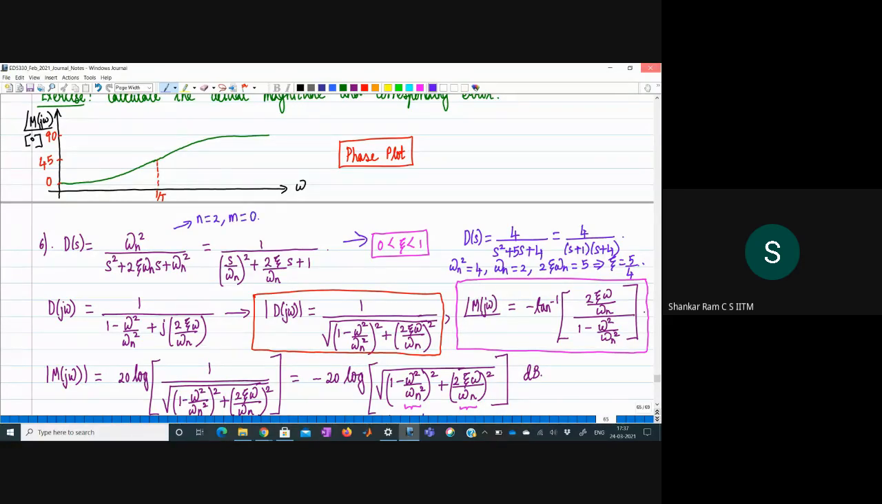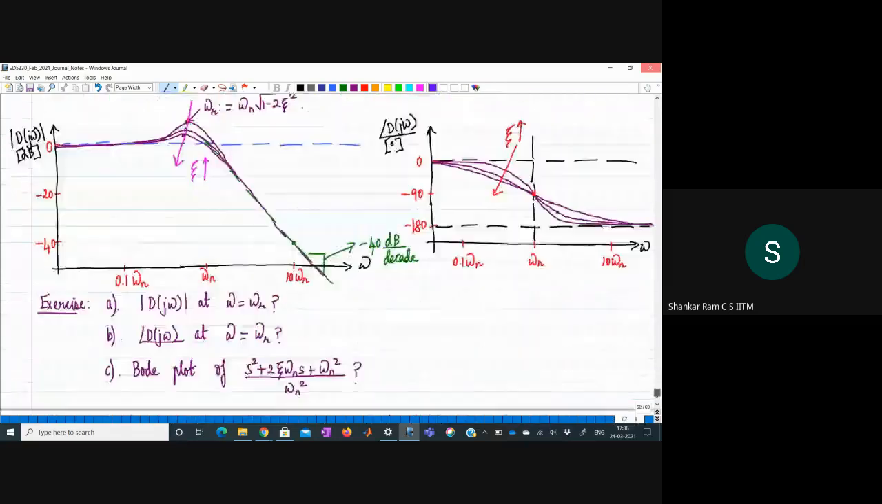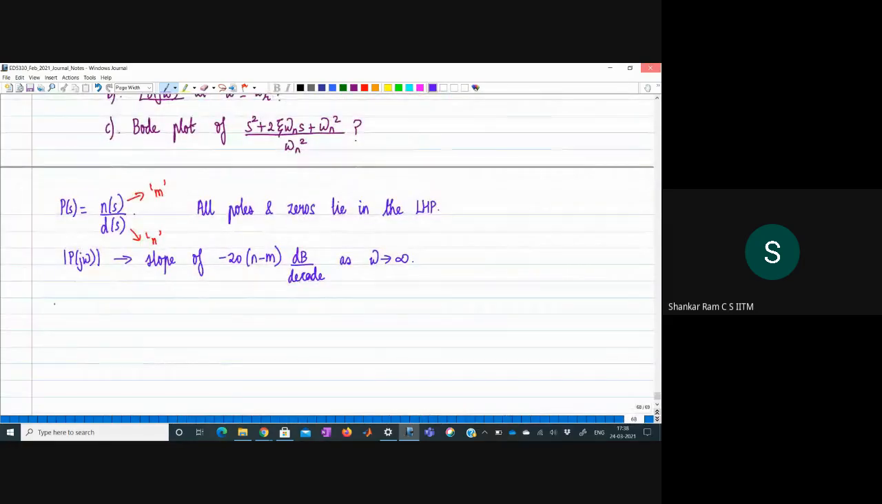What was n minus m? It was 2. So minus 20 times 2 is minus 40, and that was the slope of the high frequency asymptote, right? So minus 40 decibels per decade was the slope of the high frequency asymptote in this particular example. Okay, so immediately we can observe it.